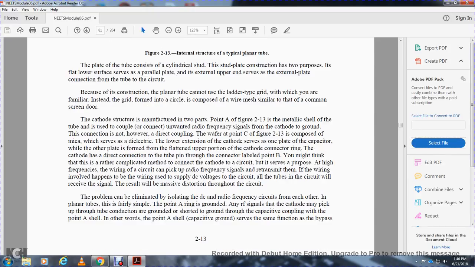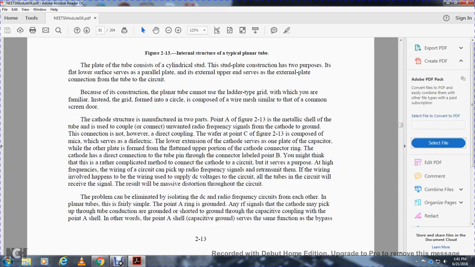The cathode structure is manufactured in two parts. The point A, in figure 213, is a metallic shelf with the tube that couples and connects the unwanted radio frequency signal to the ground. The cathode connection is not, however, direct. The coupling wafer at point A of figure 213 is composed of mica, which serves as the dielectric. The local extension of the cathode serves as one plate of the capacitor, with the other plate in the form of the flat upper portion, the cathode connecting ring. The cathode has a direct connection with the two pins through the connector labeled point B.